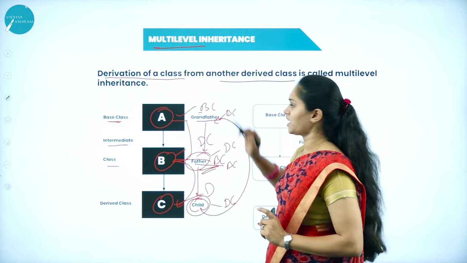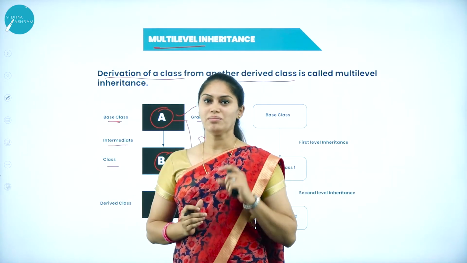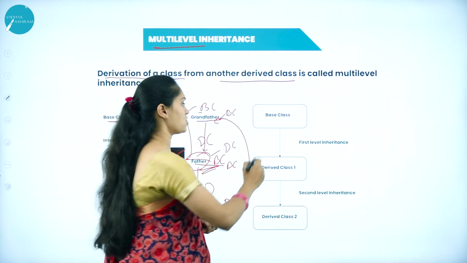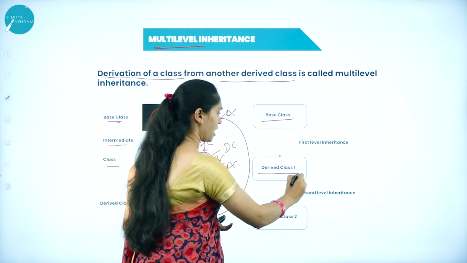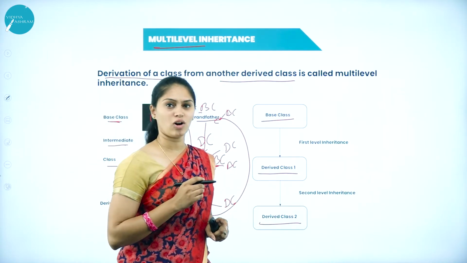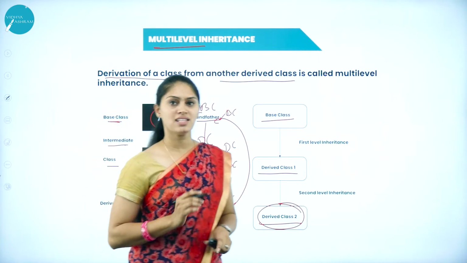So a derivation of a class is done when it acquires the properties from another derived class, and there will be more than one level. Here I have a base class, derived class 1, and derived class 2. For which class do I need to create an object then? For that, I have to go with derived class 2.